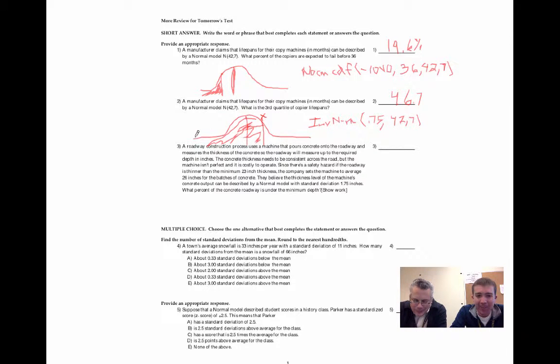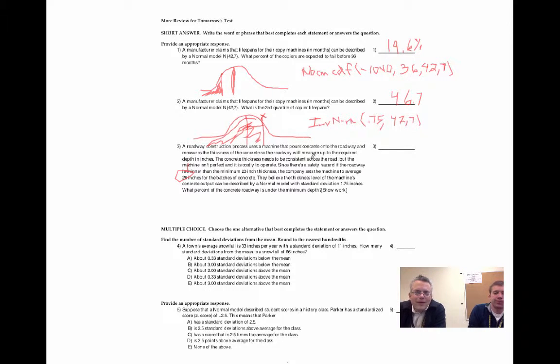Okay, so let's see. The machine isn't perfect and its concrete can be thinner than the minimum 23-inch thickness, which is a safety hazard on the roadway. The company found the machine averaged 26 inches for the batches of concrete. Circle the 26, that's the mean. They believe that the thickness of the machine's concrete output can be described in a normal model with a standard deviation of 1.75 inches. What percent of the concrete is under the minimum requirement?